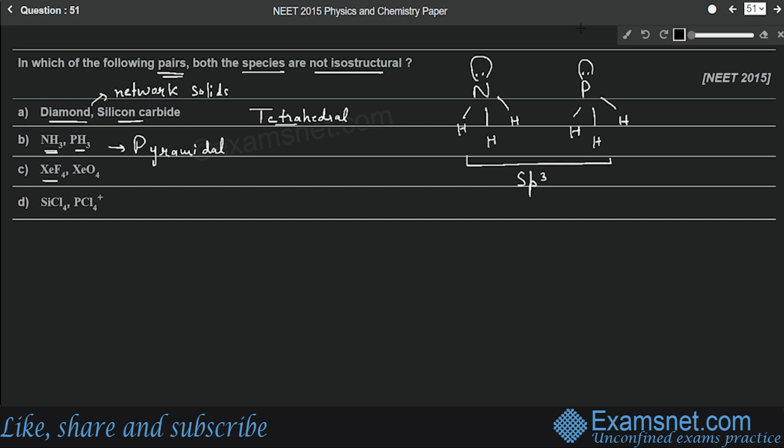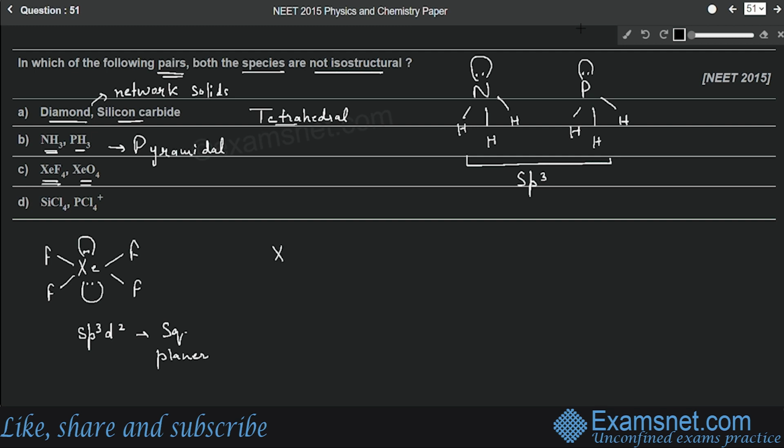Now the third one is xenon tetrafluoride and xenon tetraoxide. So let's see the structure. First, xenon tetrafluoride. This is xenon. Now 4 fluorine atoms are bonded to it like this. And then in addition, xenon has 2 lone pairs of electrons on it. So here the hybridization will be sp3d2 and the shape is square planar.